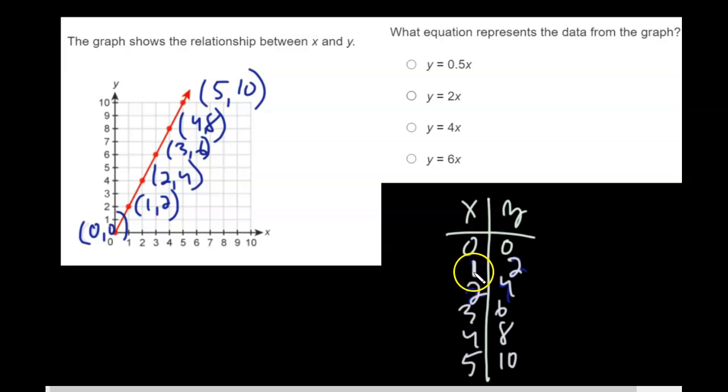How do we get from 1 to 2? Well, other than adding 1, we can multiply by 2. I think it's just going to be times 2. How do we get from 2 to 4? Times 2. How do we get from 3 to 6? Times 2. And that will work for the zeros as well. To get from 5 to 10, times 2. So y is equal to 2 times x. Your y value is going to equal whatever twice x is.